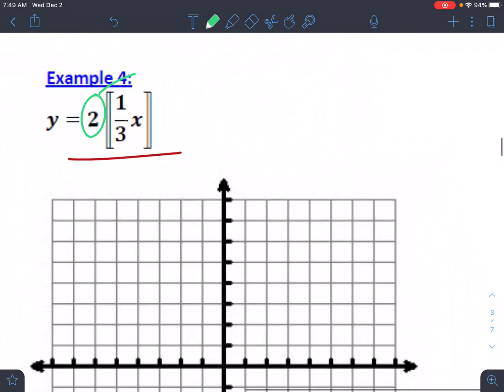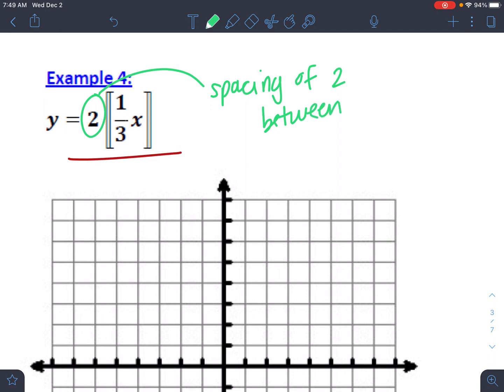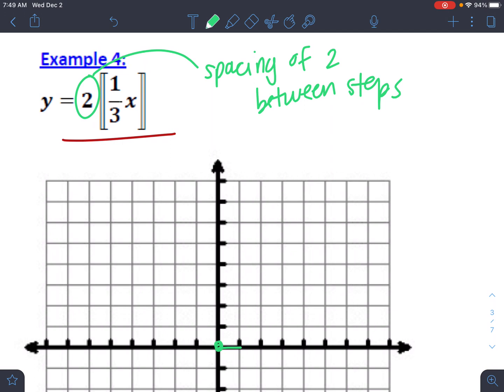They're kind of special. So this still multiplies the y's by 2. There's going to be a spacing of 2 between steps. So we're going to start here, and then we're going to go up 2 and start a new step. So kind of bigger steps here. All right, so that's what that number does.